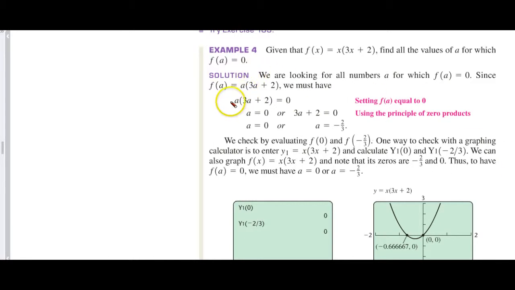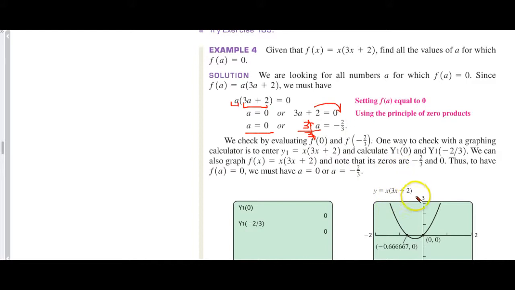We take each of our factors and equate it to 0. Here we get a is 0. We're going to transpose the 2, get a negative 2. Then we get 3a, or the a is there already. We're going to divide both sides by 3, and we get a equals negative 2/3.